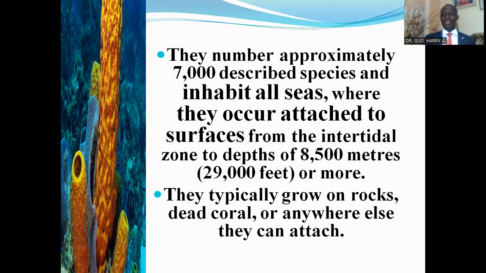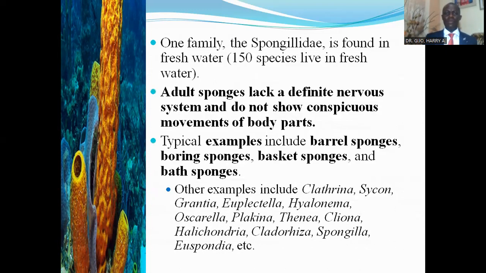They are usually found in all seas. They are mostly marine organisms, attached in the intertidal zone. That's the part of the ocean that's periodically covered and exposed when the tide flows and ebbs. They typically grow on rocks, dead coral, or any other substratum they can attach to. One family, the Spongillidae, is found in fresh water, and it has 150 species that live in fresh water.